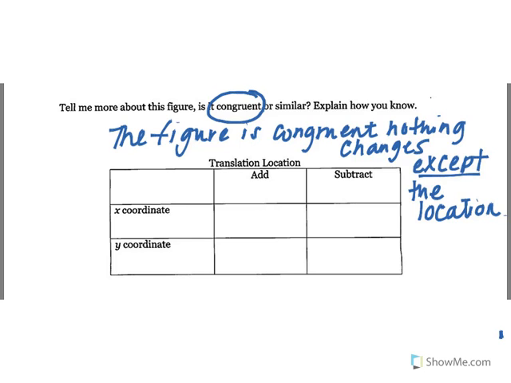Okay, this translation location is going to help you to write those rules. So you're going to add to the x coordinate when you are moving right. You're going to subtract from the x coordinate when you are moving left. You're going to add to the y coordinate when you are moving up. And you are going to subtract from the y coordinate when you are moving down.